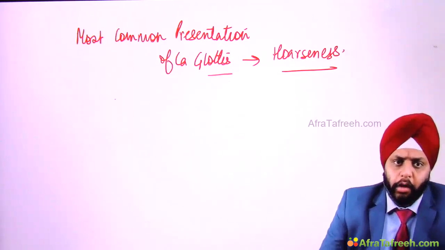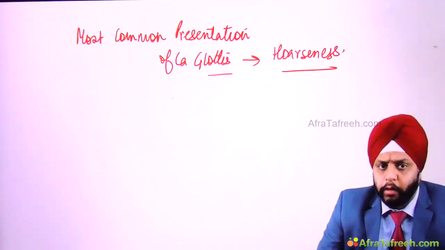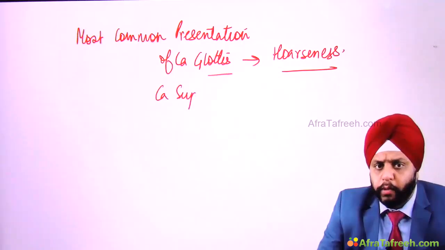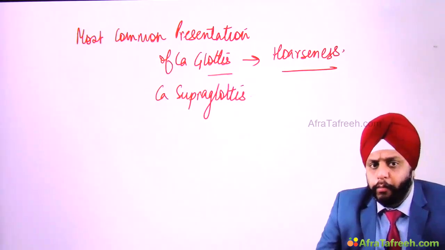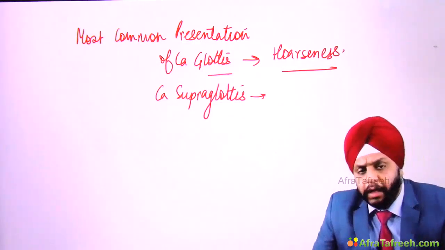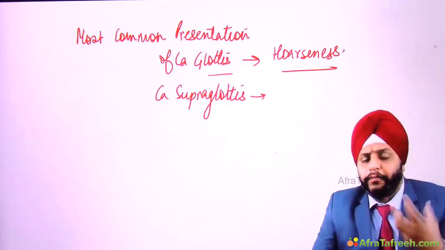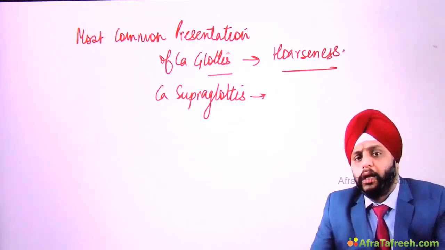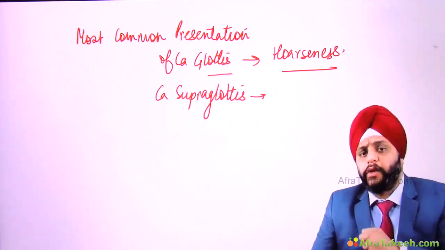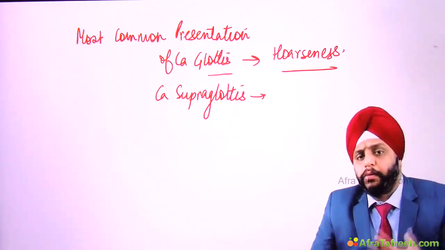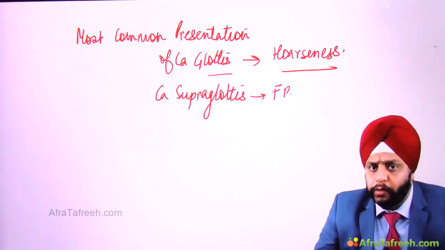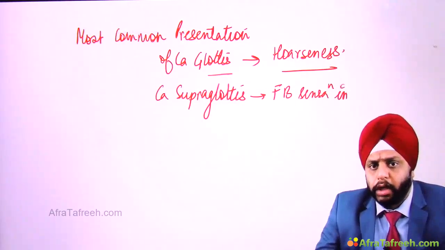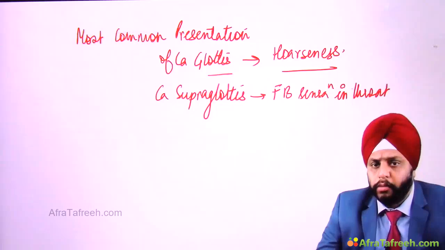Once again, now what is the most common presentation of CA supraglottis? So what is there in the supraglottis? In the supraglottis, we have the internal laryngeal nerve, and its function is to detect foreign bodies. If any foreign body tries to go inside the airway, it produces a cough reflex. So anything on the supraglottis will cause a foreign body sensation in the throat.